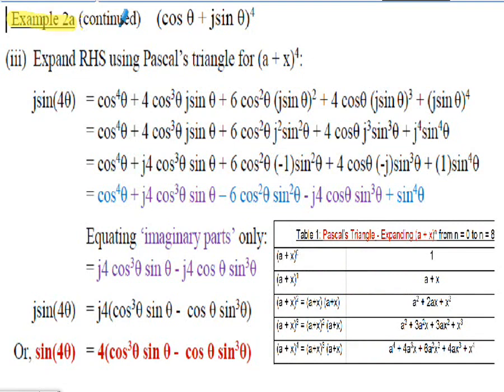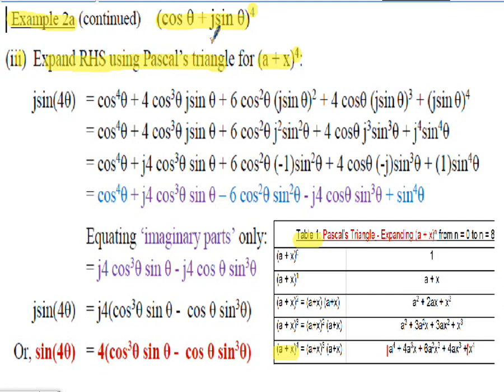So example 2a continued. Don't forget we're trying to expand now cos theta plus j sine theta all to the power of 4. So step 3, we're going to expand the right hand side of the previous equation using Pascal's triangle, generically the a plus x to the power of 4, which is this line of table 1, repeated here for convenience. So looking at the pattern here, from the expansion of a plus x to the power of 4, we have 1 a to the power of 4 plus 4a cubed x plus 6a squared x squared plus 4a x cubed plus 1 x to the power of 4.